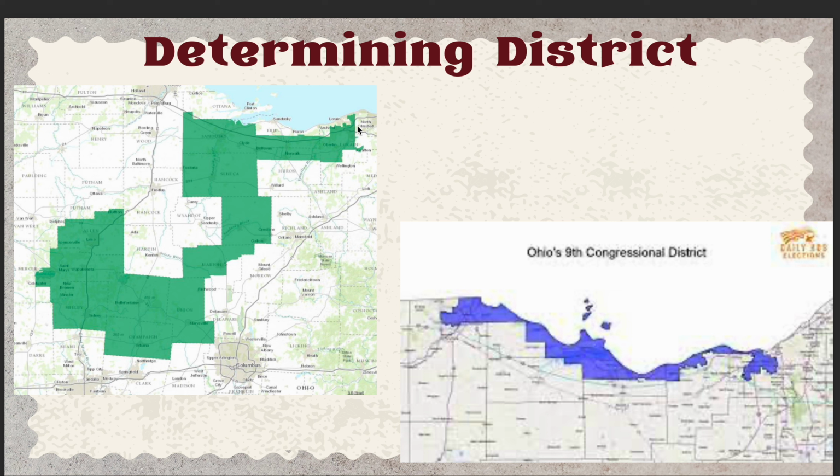is probably going to vote a little bit more Democratic. It's right on the edge of Cleveland. It's a little bit more urban. And generally it's going to vote a little bit more liberal. Whereas all this over here is farm country. It's very rural. There's not a ton of people there. And they're going to vote pretty Republican. Pretty conservative.